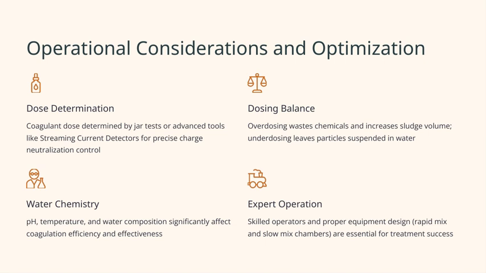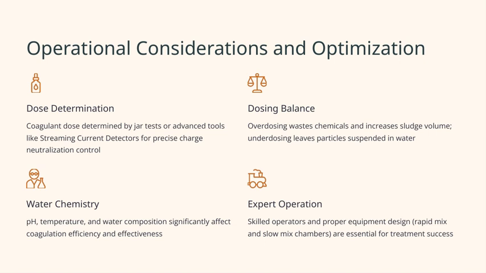right amount. Next, there's the concept of dosing balance. It's a delicate act. If we overdose, we waste chemicals and create more sludge, which means additional handling and disposal costs. On the other hand, underdosing leaves particles suspended in the water, reducing clarity and treatment efficiency. Striking the right balance is vital for optimal performance.